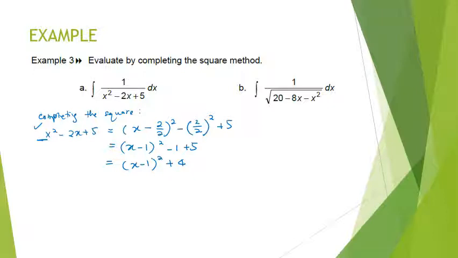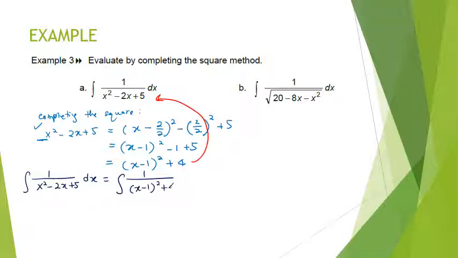Masuk, ganti balik di dalam kita punya. Okay, ganti dalam ni. Alright. Okay, so our equation integrate 1 over x square minus 2x plus 5 dx is equal to integrate 1 over x minus 1 square plus 4 dx. Okay, so yang ni kita dah belajar sebelum ni using substitution. Kita dah belajar. Okay, so kena guna substitution lah.